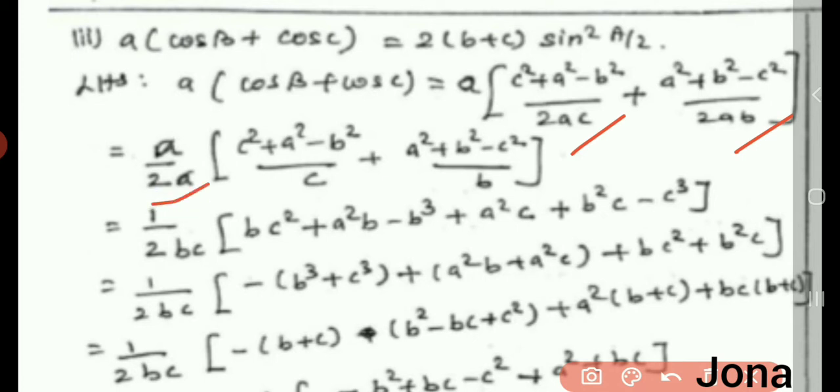Therefore a by 2a equals the remaining things in the bracket, and then I want to take the LCM at the denominator. So for c and b, the LCM is bc. Take this bc here, and we want to cross multiply inside the bracket, so that I have bc square plus ba square minus b cube.